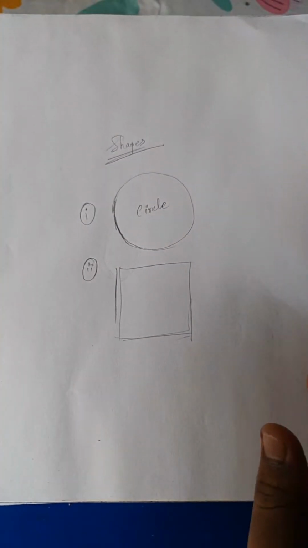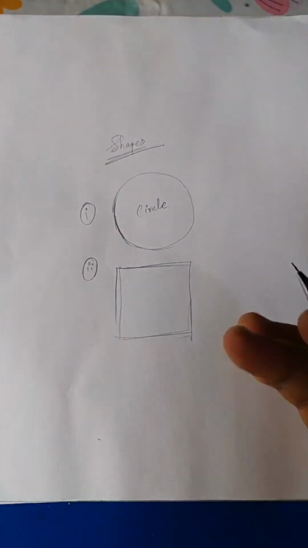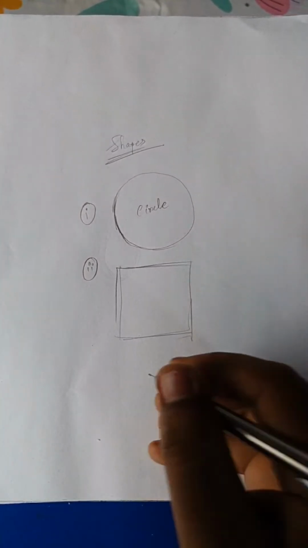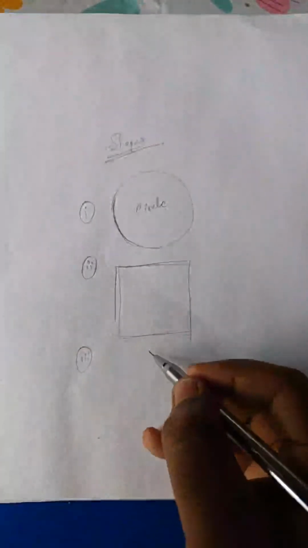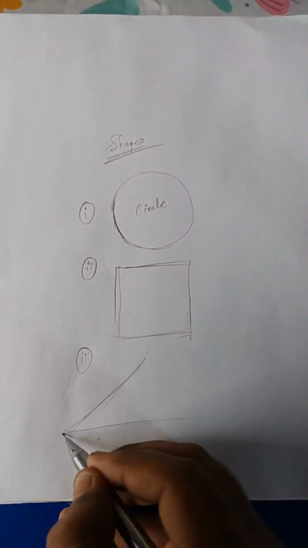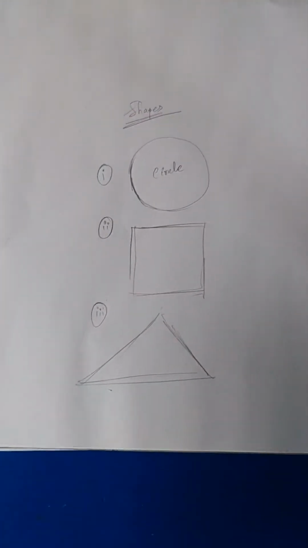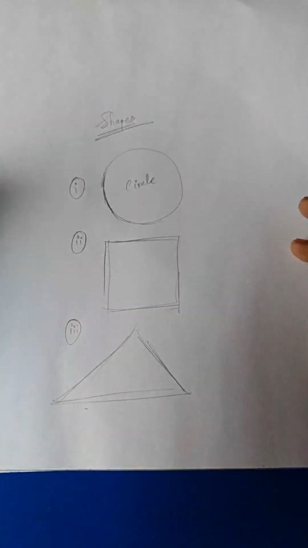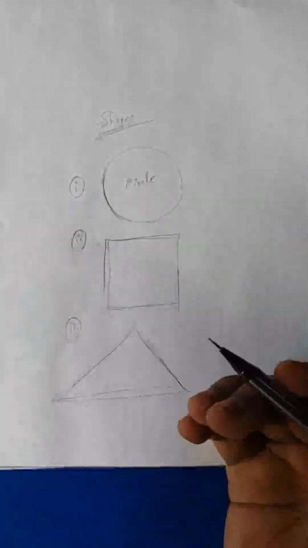I am not drawing perfectly right now because I want to show you a super fast way, so you can skip it, right? Because it's the first basic part. The third one is the triangle. If you learn these three shapes, you have completed your first step towards drawing anime characters, right?